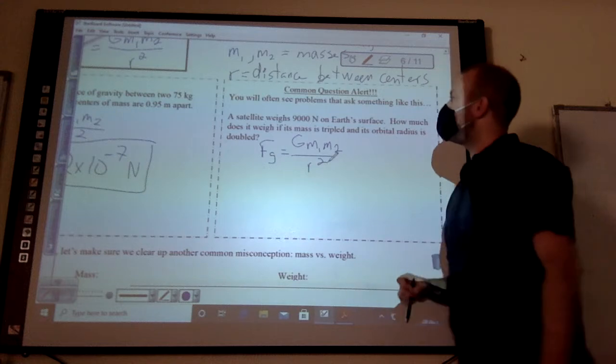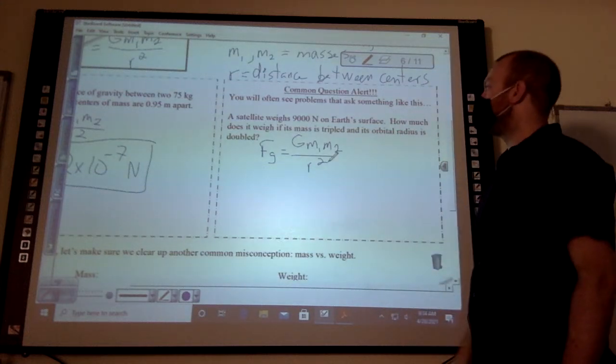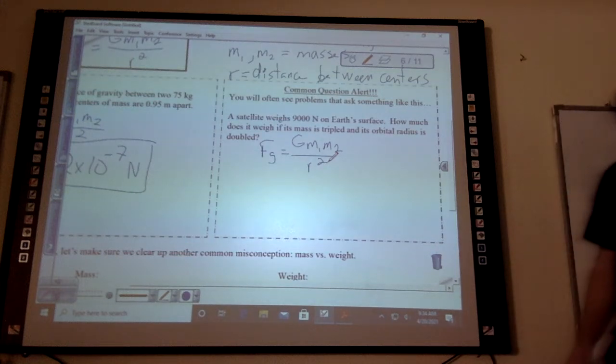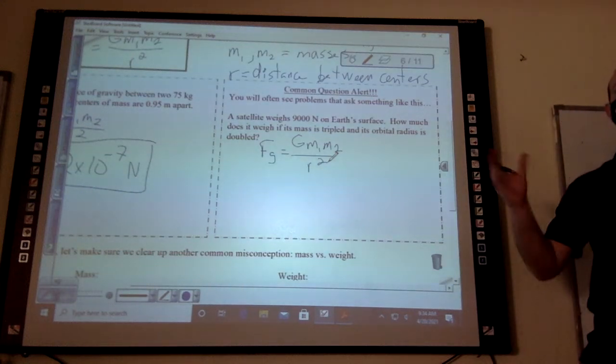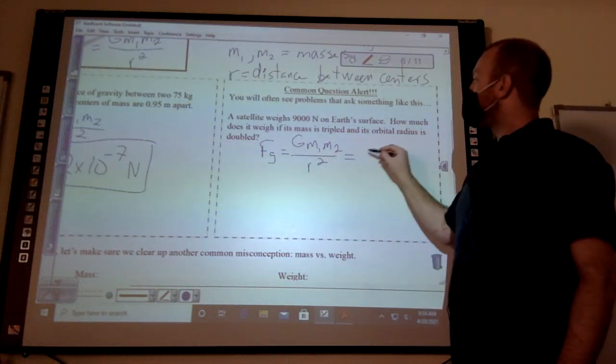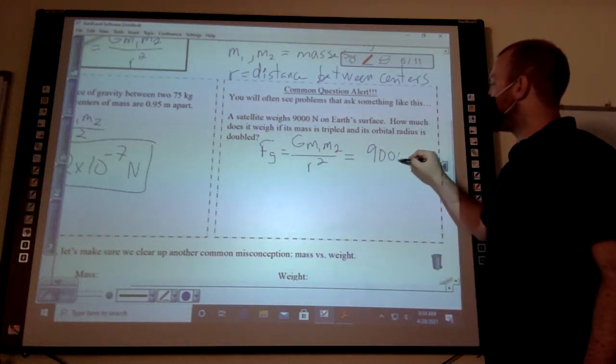We don't know any of these numbers. Well, technically, I guess we know it's the Earth's surface. But I can give you this without telling you anything about the Earth. Or I put it on a different planet and tell you no information about it. All you know is that this is 9,000.